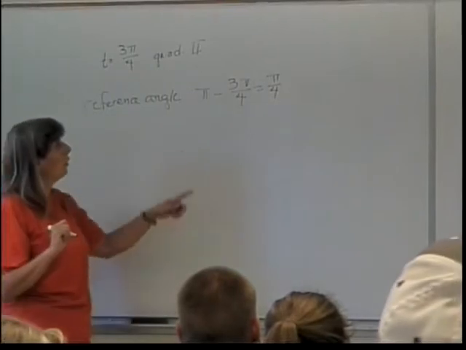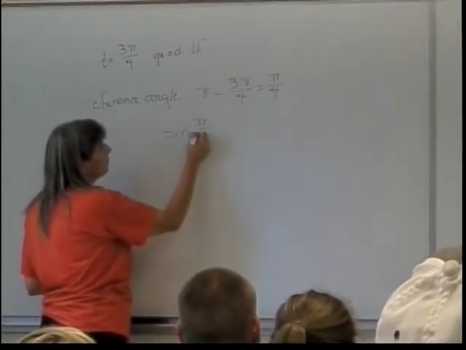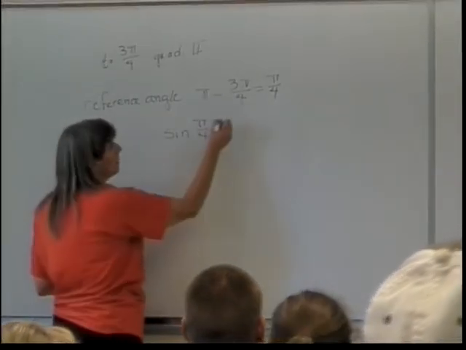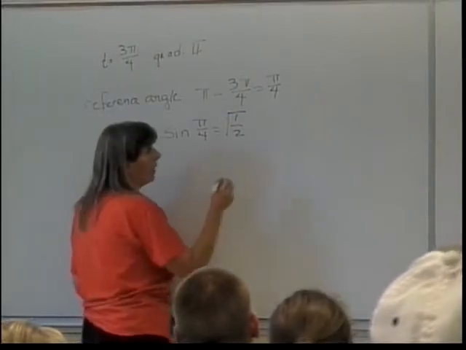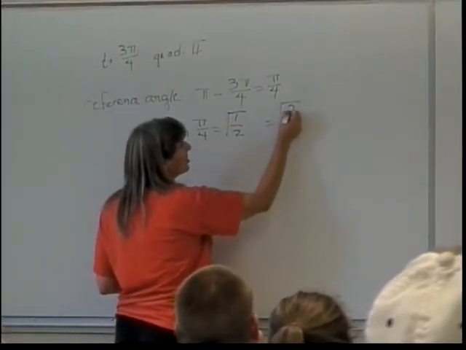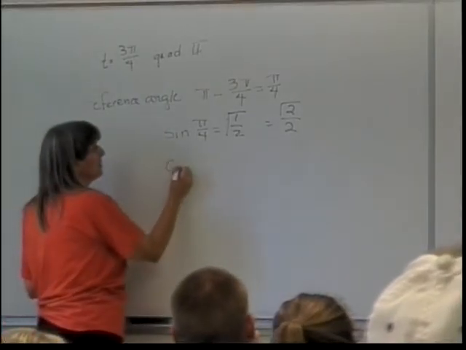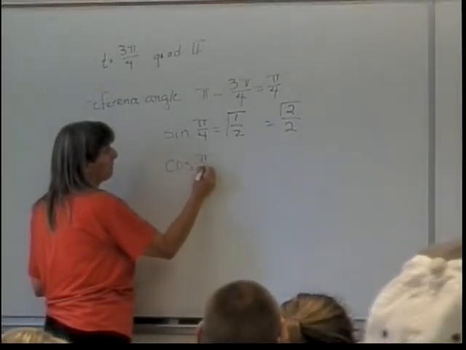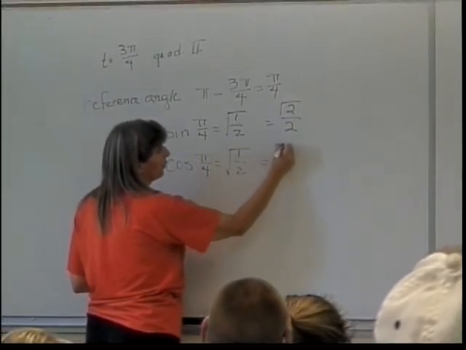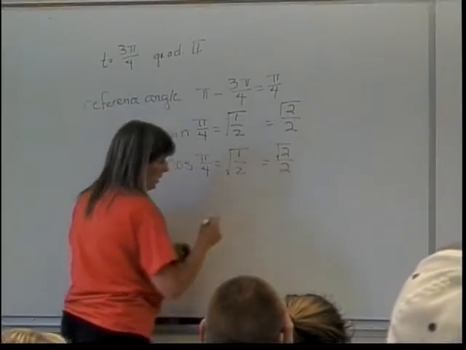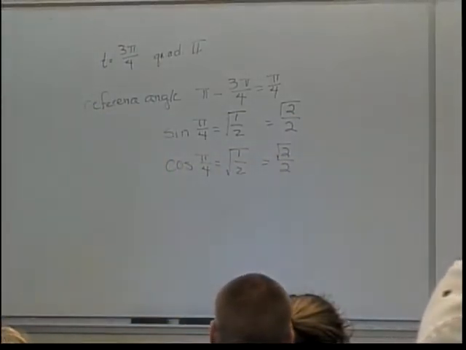Okay, so for pi over 4, what is my sine of pi over 4? The square root of 1/2. If you don't like that answer, it's also the square root of 2 over 2. What is the cosine of pi over 4? Same thing, square root of 1/2. If you don't like that answer, square root of 2 over 2. Now, how is this relevant to my problem?